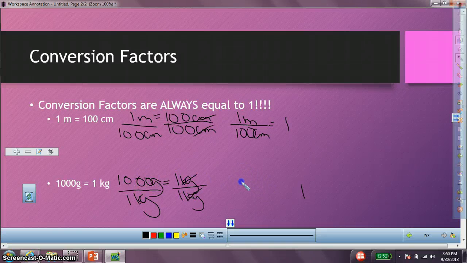On the left side, we have 1,000 grams over 1 kilogram. That's a conversion factor that we can use to convert from kilograms to grams.